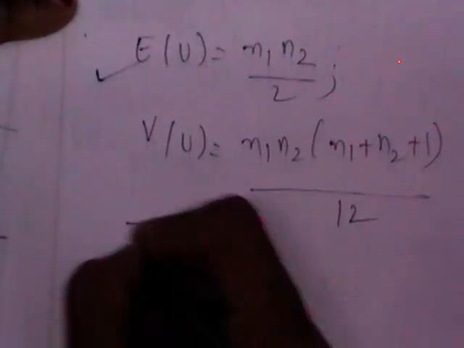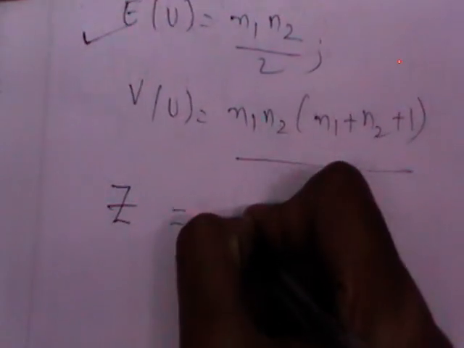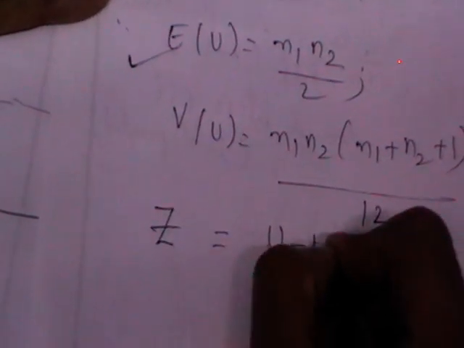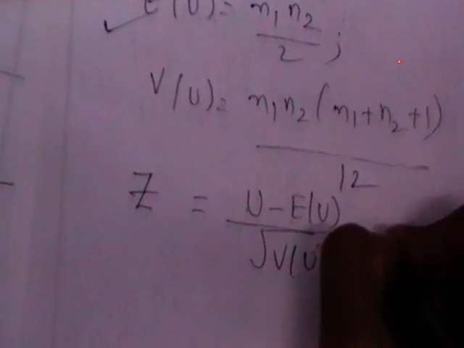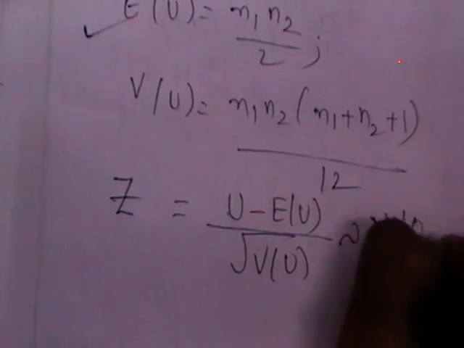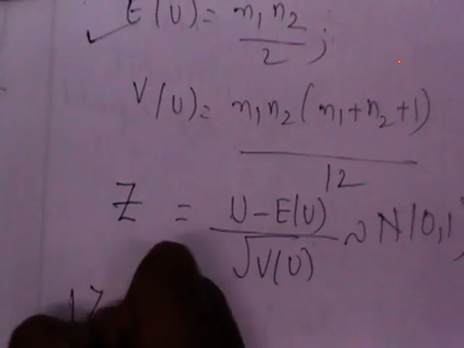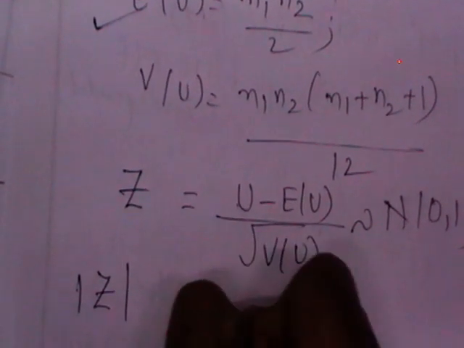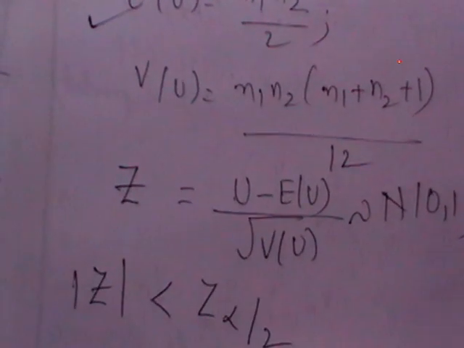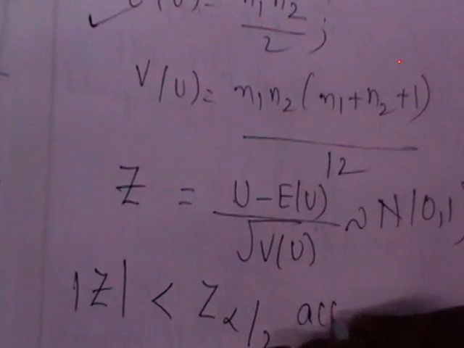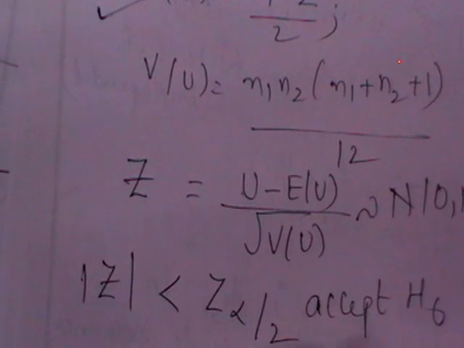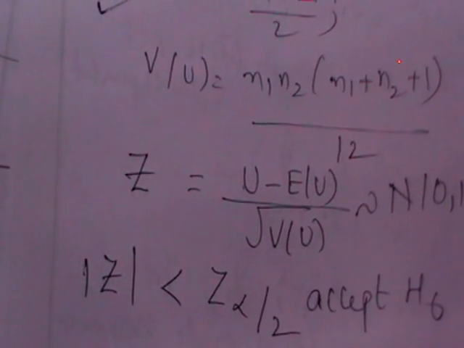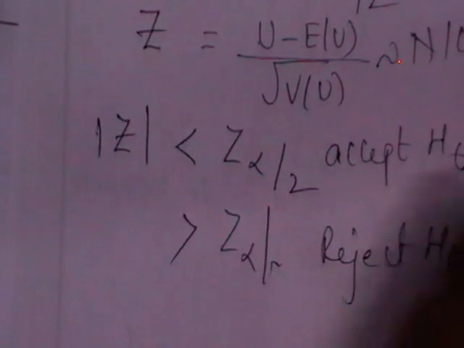So the test statistic, which we always indicate with Z, is U minus expectation of U by root of variance of U, which follows N(0,1). We compare mod Z with Z alpha by 2. Whenever mod Z is less than Z alpha by 2, we accept H0. Whenever mod Z is greater than Z alpha by 2, we reject H0. So let us do a numerical problem on this.